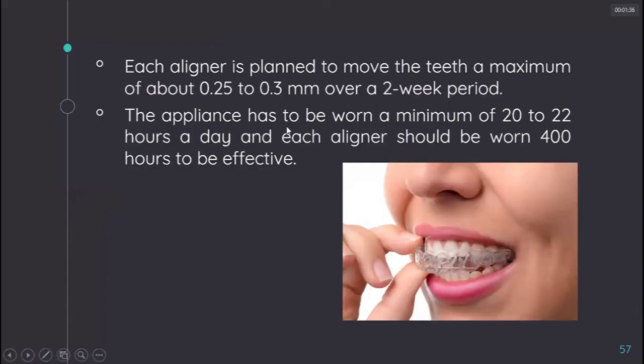Each aligner is planned to move the teeth a maximum of about 0.25 to 0.3 mm over a 2-week period, and the appliance has to be worn a minimum of 20 to 22 hours per day, and each aligner should be worn 400 hours to be effective.